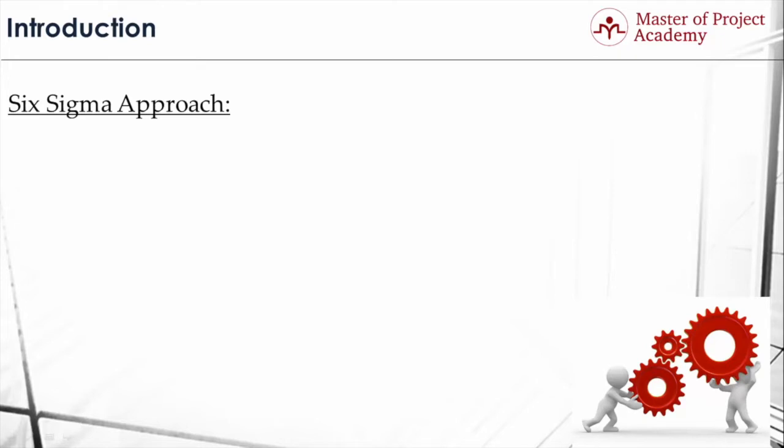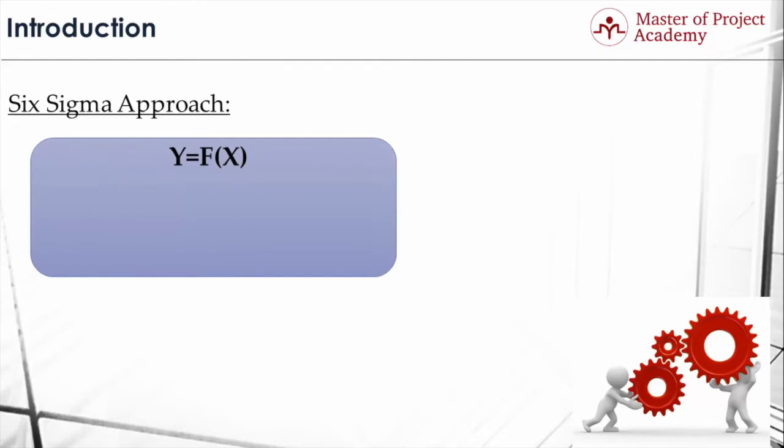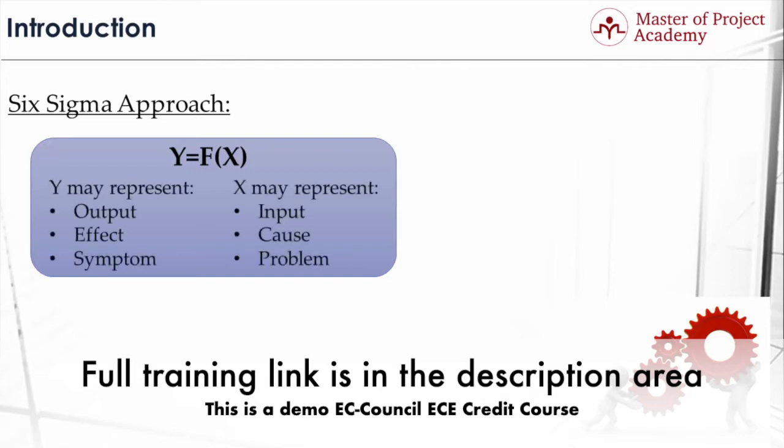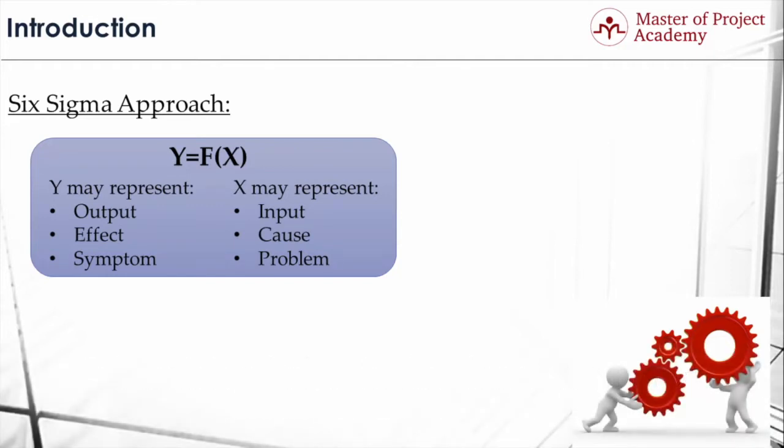Six Sigma Approach. Let's see what the Six Sigma approach or thinking is. Please note the DMAIC methodology of Six Sigma states that all processes can be defined, measured, analyzed, improved, and controlled. These are the phases of Six Sigma. Collectively, it is called DMAIC. Any process which has inputs X and delivers outputs Y comes under the purview of the Six Sigma approach. X may represent input, cause or problem, and Y may represent output, effect or symptom.